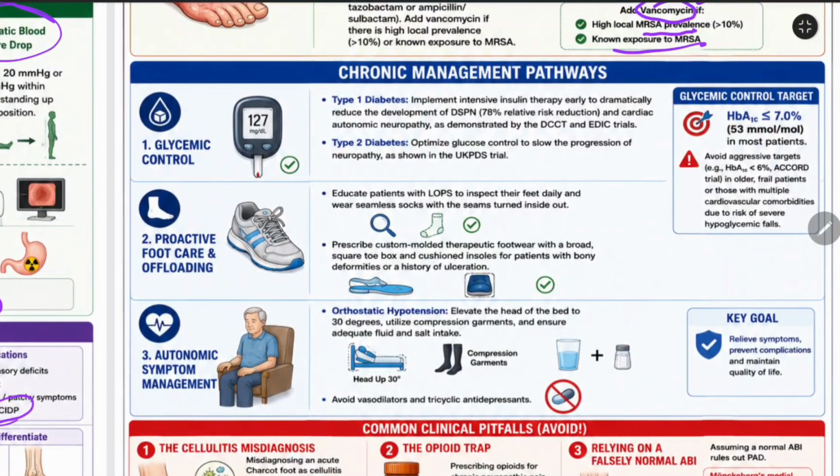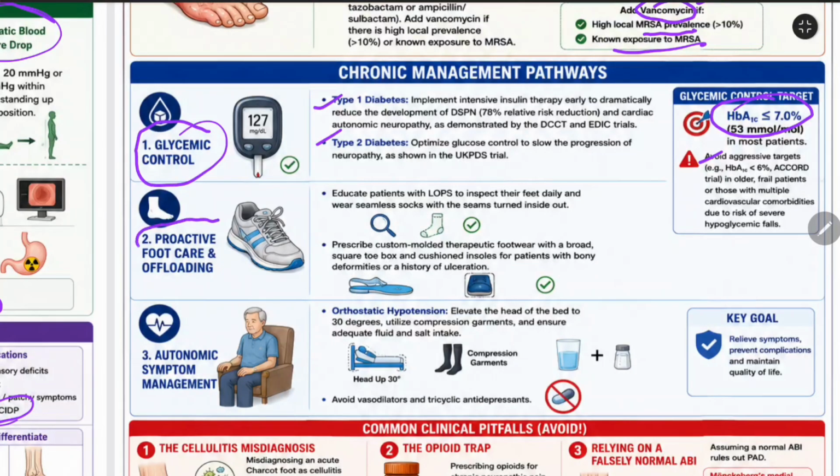Chronic management. How do you manage the patient who is having neuropathy in the long term? So the first measure is glycemic control. Control the diabetes in both type 1 as well as type 2 diabetes. What should be the target? HbA1c should be less than 7% in most patients. Avoid aggressive targets, for example HbA1c less than 6%, in older frail patients or those with multiple cardiovascular comorbidities due to risk of severe hypoglycemic falls.